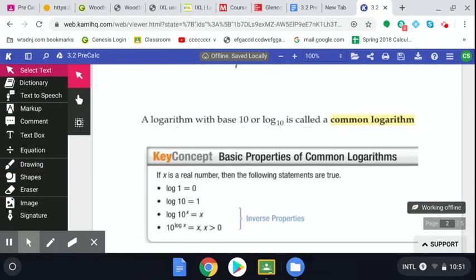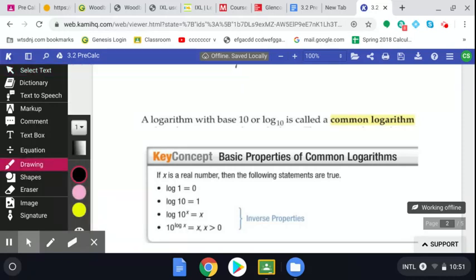Okay? You need to know what a common log is. And a common log is a logarithm that has a base 10. Log base 10 is called a common log. And what you need to remember is for common logs, you are not going to always see the base, but you should always assume that the base is 10.